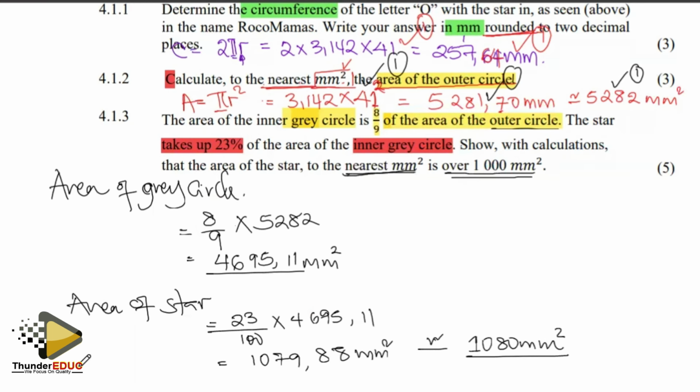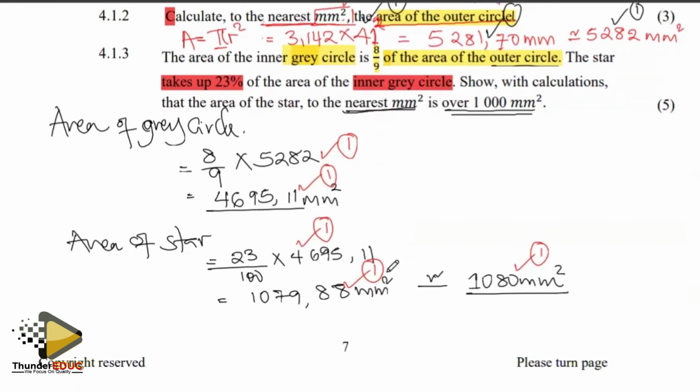Definitely, this is straightforward. You're looking for 80% out of the previous area. This gave you a mark. Did you get the right answer? You get another mark. Coming down here, you analyze that I need to look for 23% of the area that I've got. That's another mark. Did you get the right answer? That's another mark. Did you round off to the nearest? That's another mark. This is how the 5 marks were got. Don't get scared. Always read through the sentence and see that it makes sense to you.